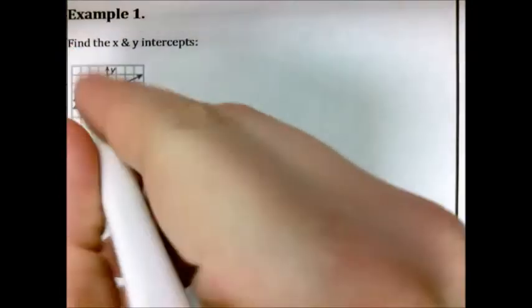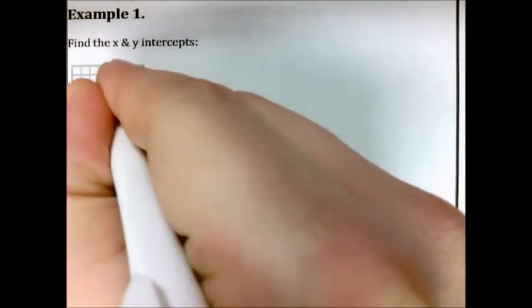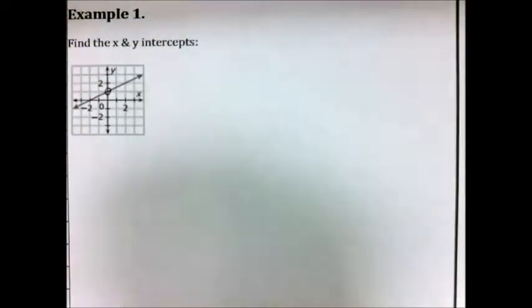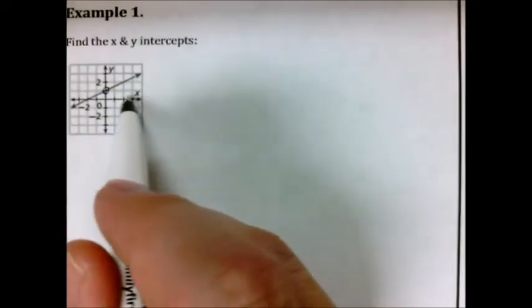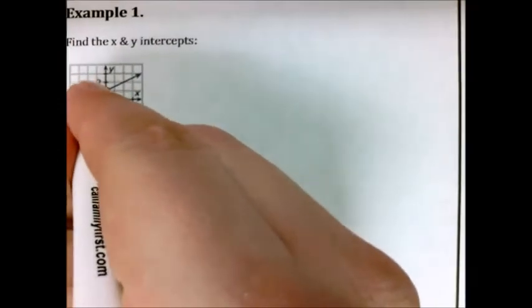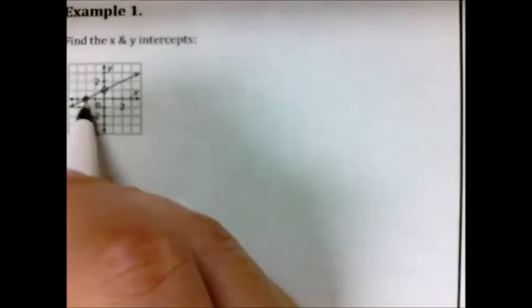Alright, so example 1 is actually pretty simple. We just need to find the x and y intercepts. We're given a graph here. What I want you to do is see where it crosses the y-axis, and we see that's about at that point right here. And where it crosses the x-axis, that's the x-intercept, about at that point right there. It's as simple as that.